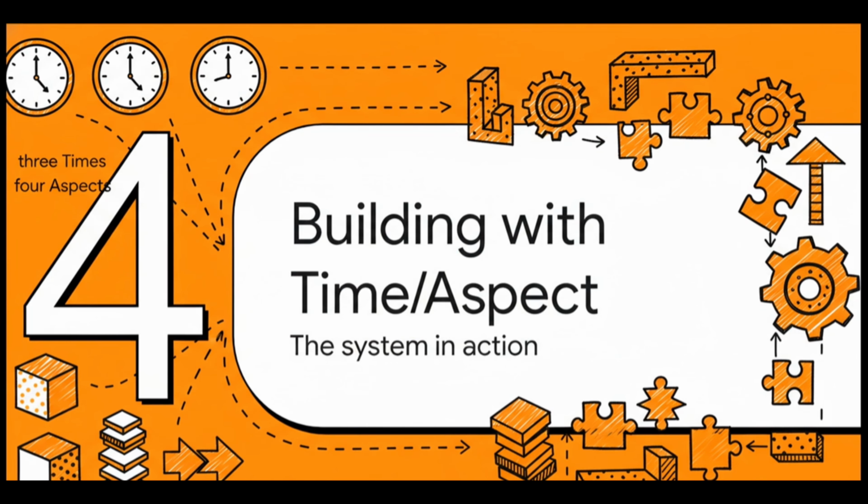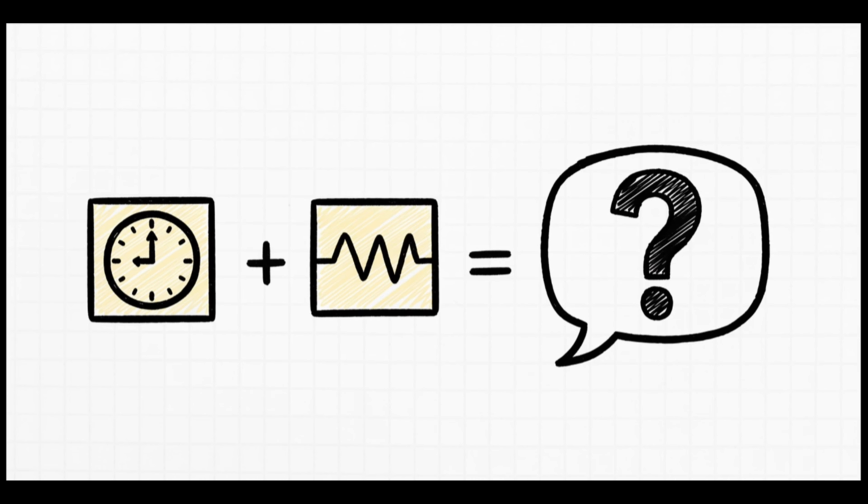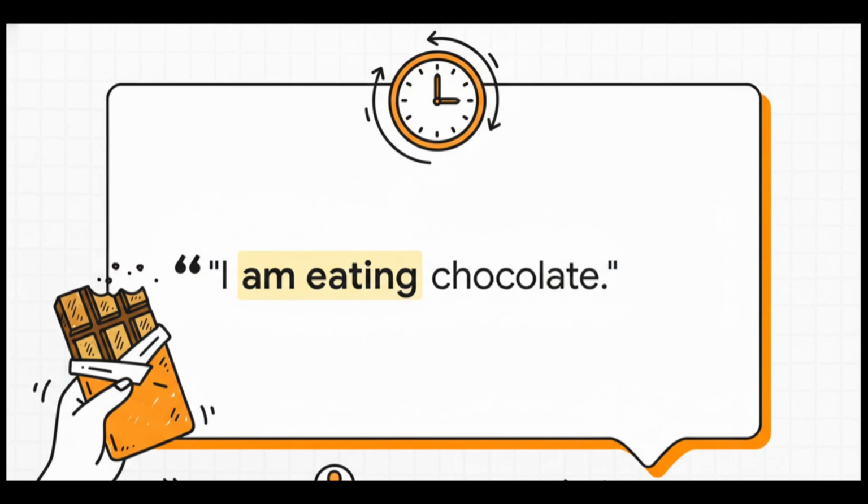Okay, so we have our building blocks, right? 3 times, 4 aspects. Now for the really fun part. Let's actually put them together and you'll see just how brilliantly this whole system works. So let's try one. What do you think we get if we take the time present and we snap it together with the aspect continuous? You get the present continuous, of course. I am eating chocolate. The time is now and the action is ongoing. See how perfectly logical that is? No memorization needed, just simple construction.